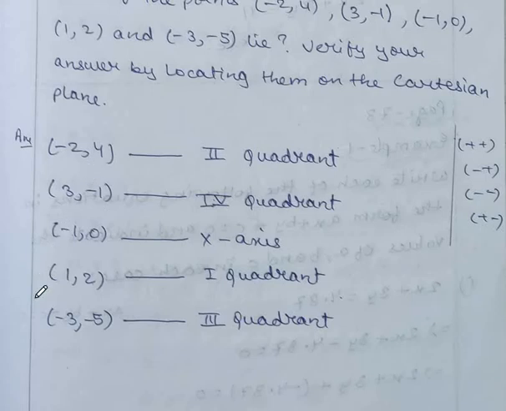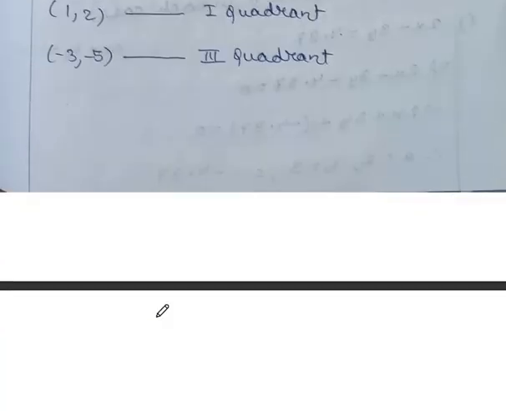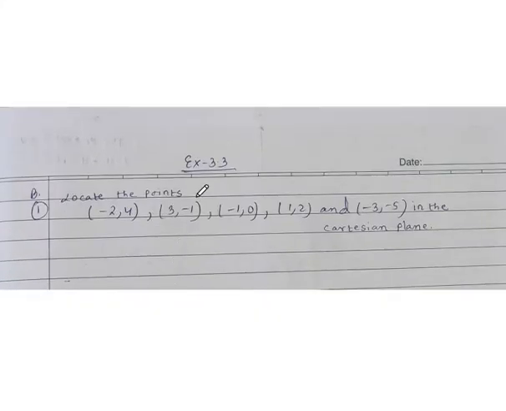Now we should represent these points on the graph to show whether these quadrants and axes are correct or not. So I am showing you the graph now. You can use graph paper to do this. Same 3.3, question number B: locate the points in the Cartesian plane. (-2, 4), (3, -1), (-1, 0), (1, 2) and (-3, -5).